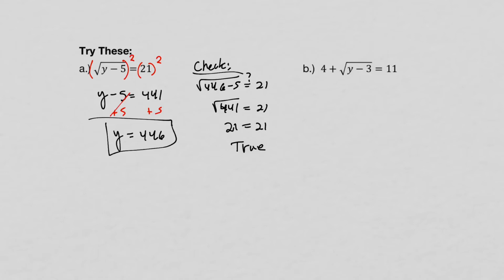Okay, so hopefully you have y equals 446. And then this one, square both sides, add 5 to both sides, get 446, plug it in to check. 446 minus 5 is 441, take the square root, get 21. Alright, I would like to go over B in class. Okay, so you're welcome to get started if you want, but we will do that in class. So let's go ahead and go to the next page.